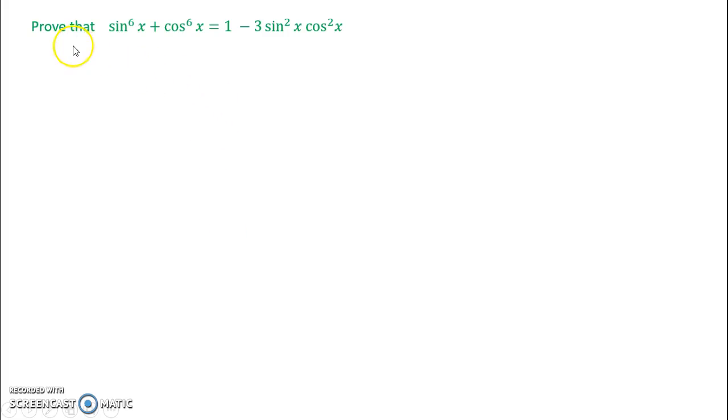Let's take a look at how we would prove this identity. So we have sine to the power of 6x plus cos to the power of 6x is equal to 1 minus 3 sine squared x cos squared x. First off, we're going to start by working only with the left-hand side.